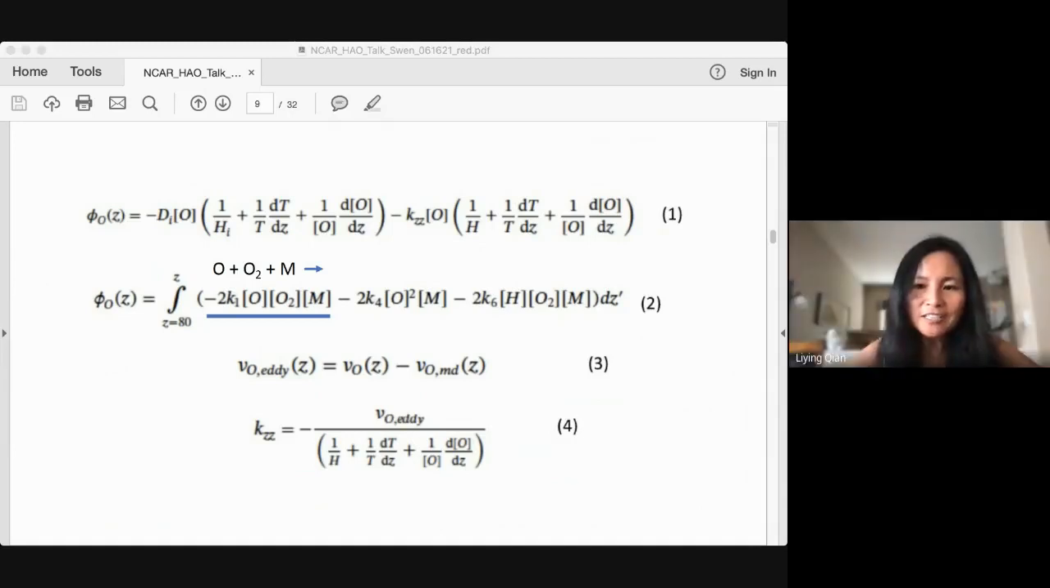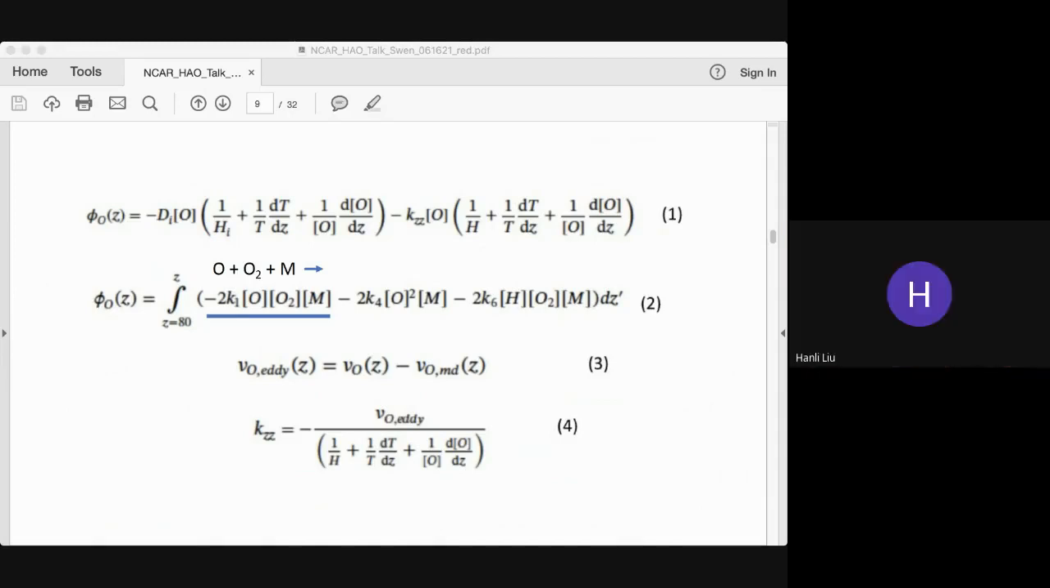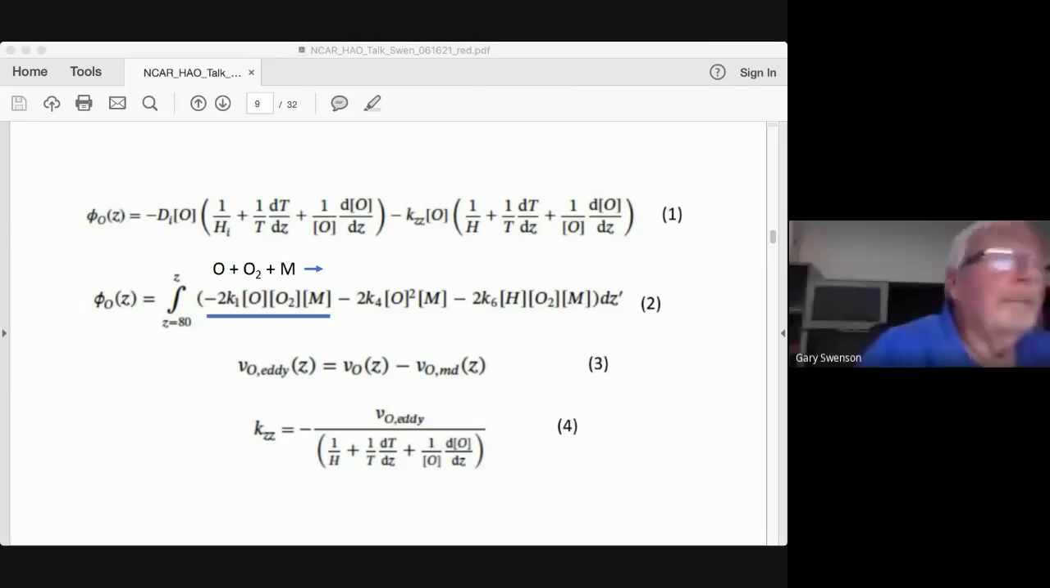Okay, so Han Li has a follow-up question. Han Li, would you like to ask it yourself? Okay, Gary, when you use equation 3 here, you exclude the molecular part of the flux. But did you exclude the part due to mean wind or mean advection? No, we did not. The only contribution we've excluded here is from molecular.